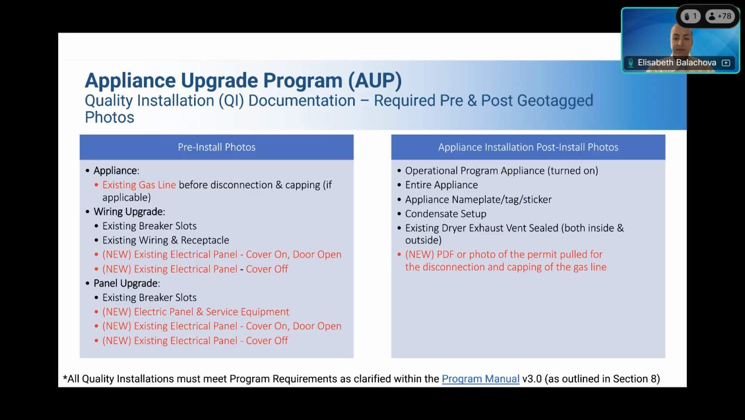But for the time being, definitely recommend you go through the program manual, and you'll also have a copy of these slides. So some of the new requirements include pre-install photos and also post-install geotagged photos. A lot of these photos include the electric panels, so just additional photos of them with the cover on and the cover off, just having multiple examples of the panel. Something that is new moving forward is any work that requires a permit, you will be responsible for uploading either a PDF or a photo of that documentation.